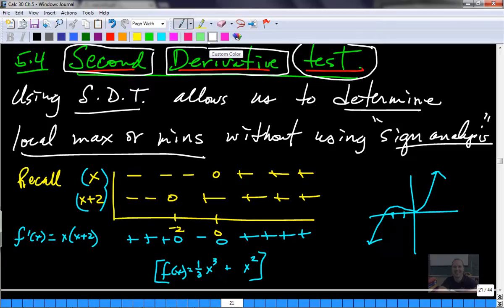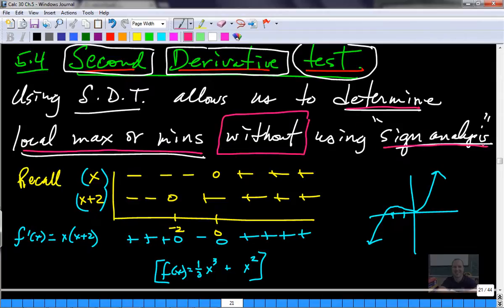Well, from our work in 5.3, the previous section, we know that the second derivative tells us whether an interval will be concave up or concave down, right? We just got finished doing that. So the second derivative so far is telling us about the concavity of the graph. SDT is how I'm abbreviating second derivative test. And when we use the second derivative test, it allows us to determine local maximums or minimums. And here's the key, here's the shortcut part: without having to use sign analysis.